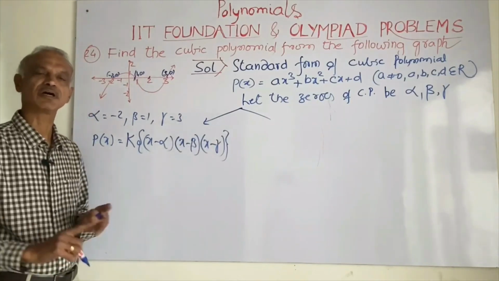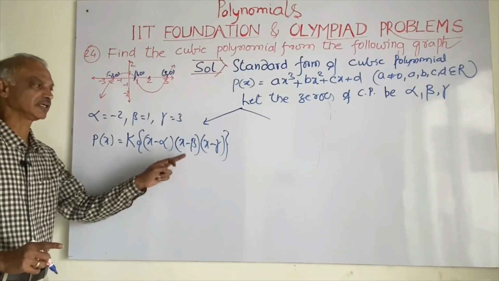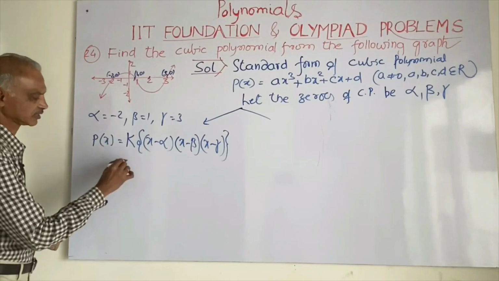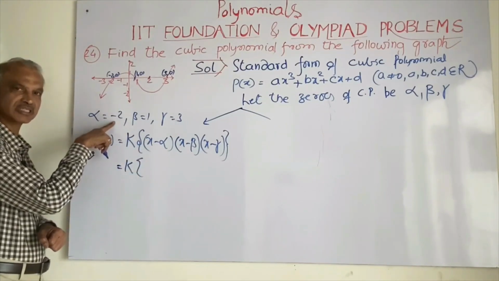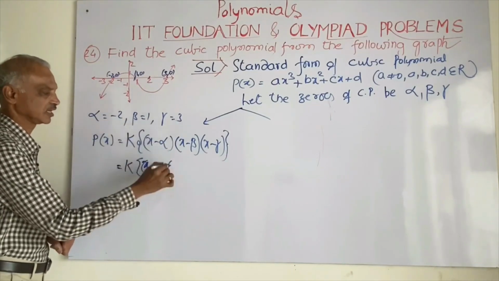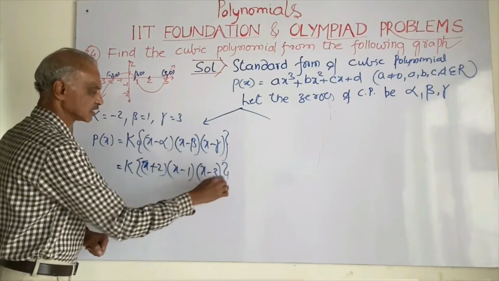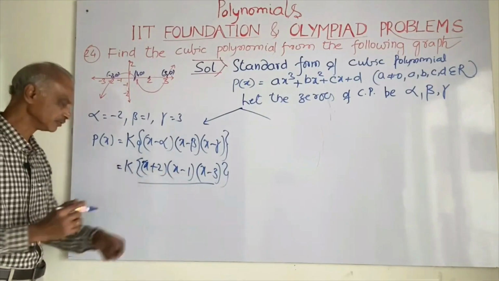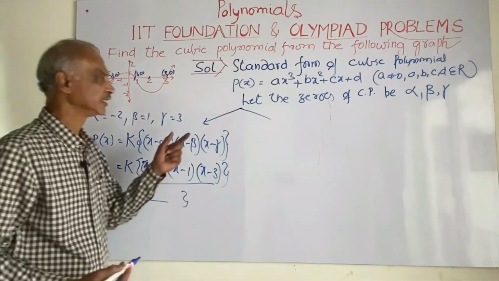If alpha, beta, gamma are the zeros, then p(x) = (x minus alpha)(x minus beta)(x minus gamma) into k. See, this can be done. If -2 is a zero of the polynomial, then x plus 2 is one of the factors, then x minus 1 and x minus 3. These are the factors. If you multiply these three, you will get the cubic polynomial. Then what is another method?